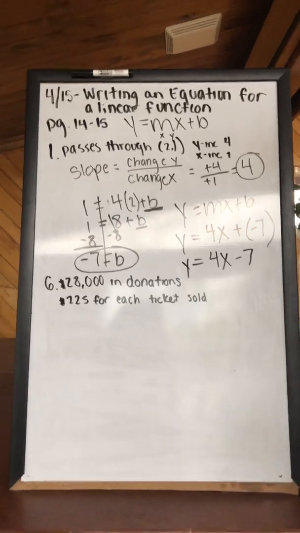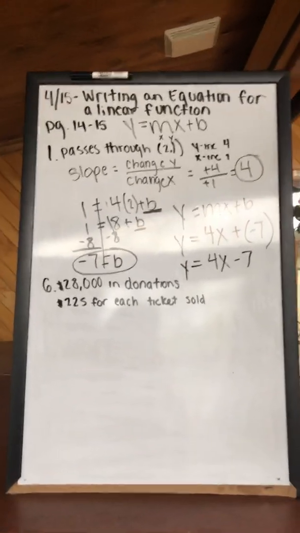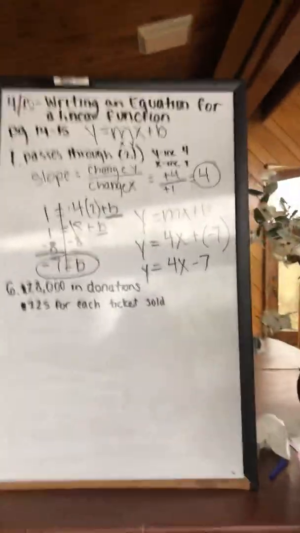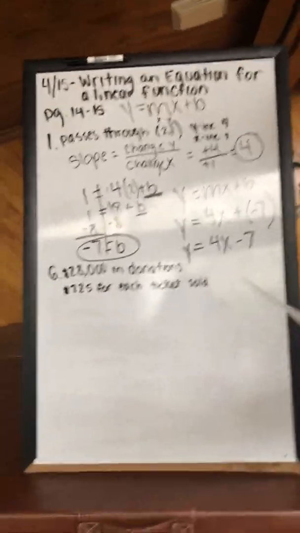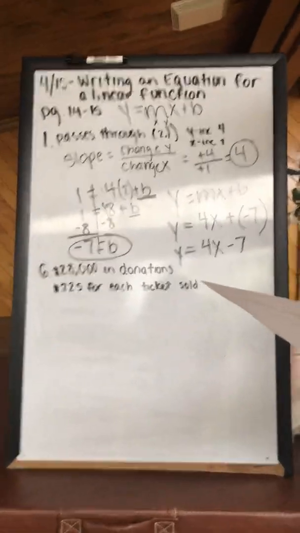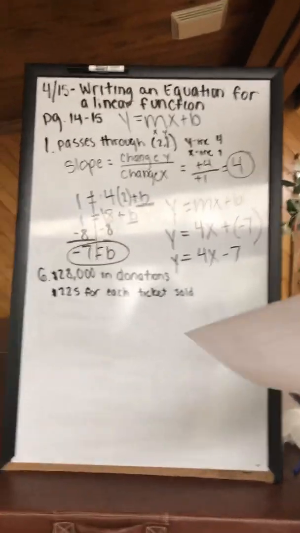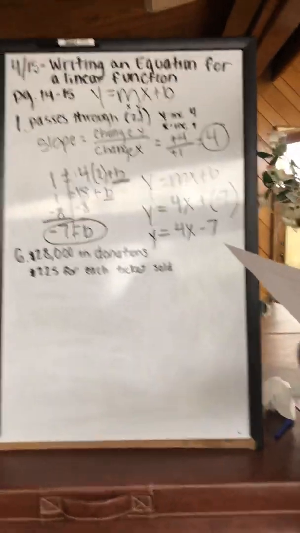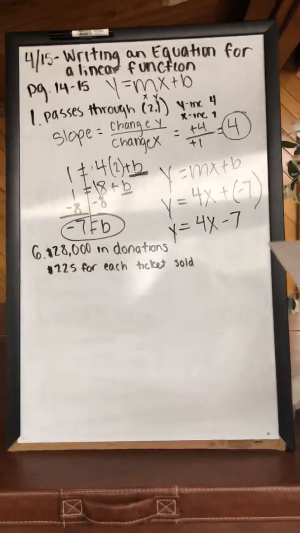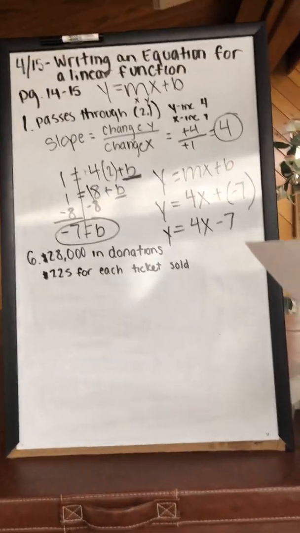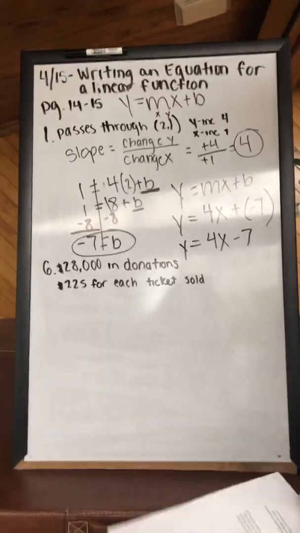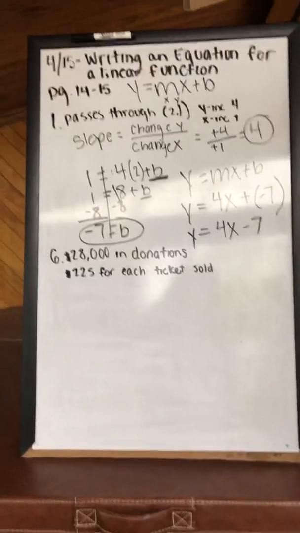Other question we are going to do together is number 6. Number 6 is more of a word problem. Number 6 says, a charity organization is holding a benefit event. It receives $28,000 in donations and $225 for each ticket sold for the event. What equation models the total amount earned from the event as a function of the number of tickets sold? Two things that we need. We need a slope and a y-intercept.